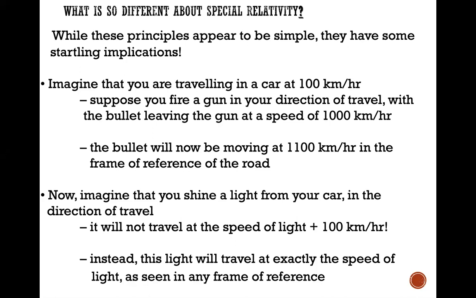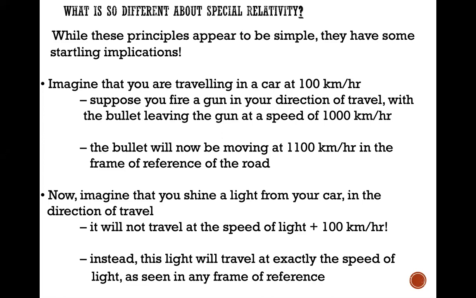Now, if you consider the same situation, then your prediction will be that the light will travel at a speed of 300,000 kilometers per hour plus 100 kilometers per hour. So you have to add these two velocities, right, according to the normal way of finding relative velocities. But what Einstein stated is that this is not true.